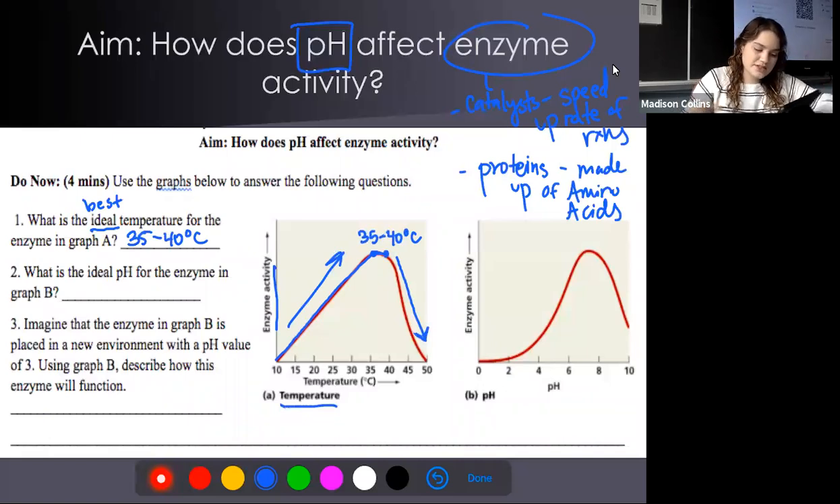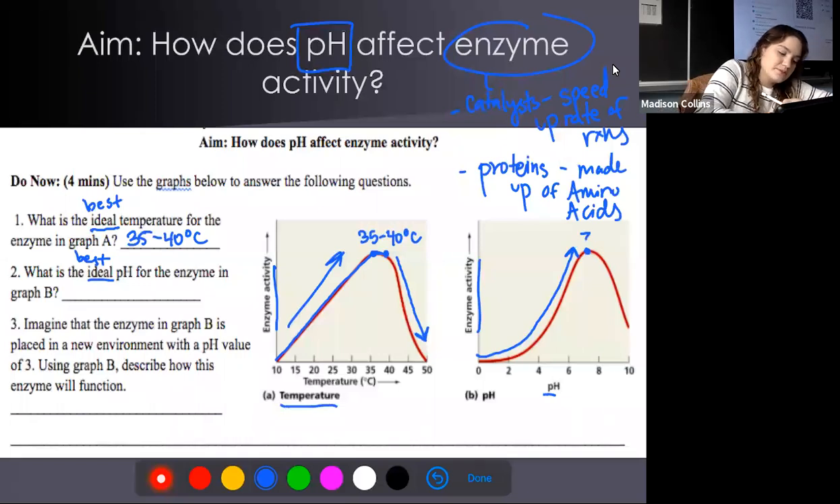All right, number 2, what is the ideal pH for the enzyme in graph B? Remember again, ideal means best. And this time we're looking at graph B. So pH versus enzyme activity, we see that as pH increases to a certain point, enzyme activity increases as well. And that best pH is actually going to be at a pH of 7. Okay, so the pH of 7. And once again, after we pass that pH of 7, it's going to decrease again.